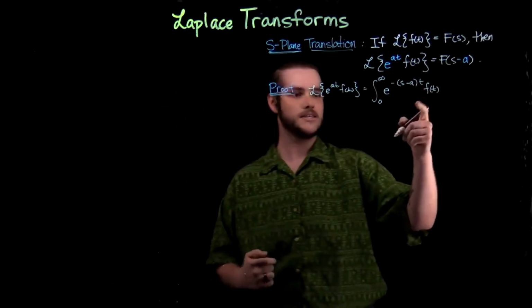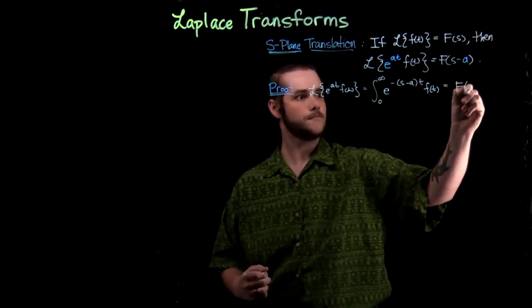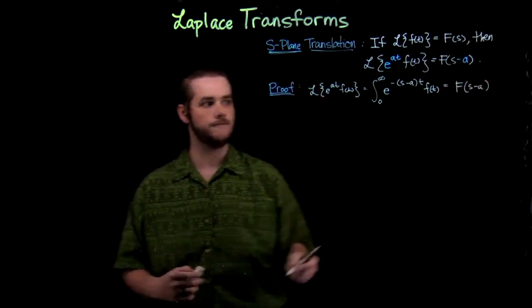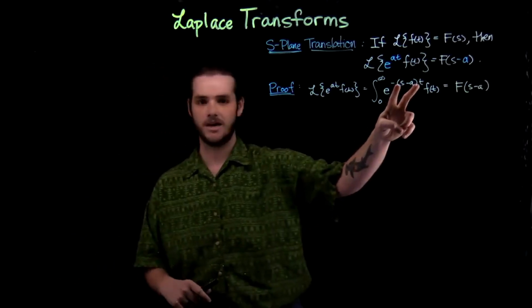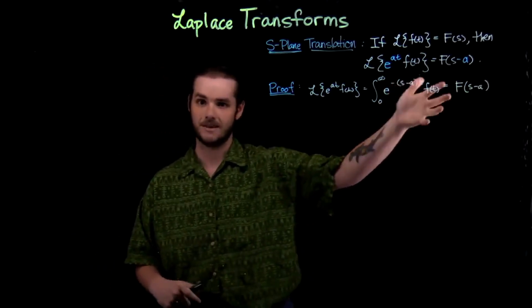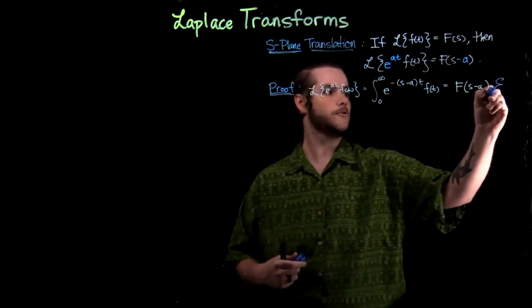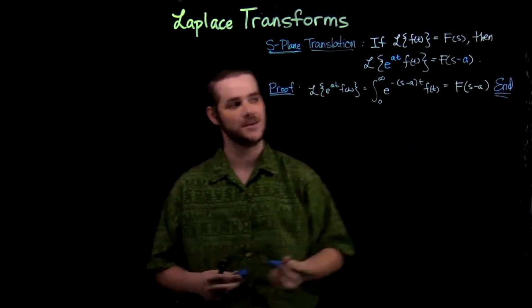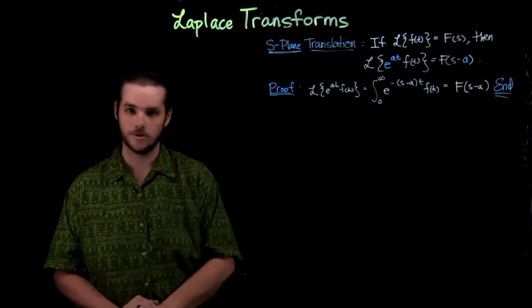And what is this guy? That is just literally f of s minus a. Right? When s minus a is my transformed variable instead of s. Right? So I can show this one. Oh, and sorry, that's the end of my proof. In just one line. Pretty simple to verify, but why is it useful?